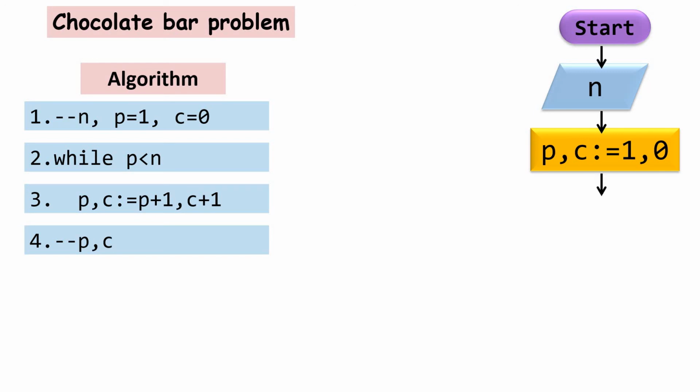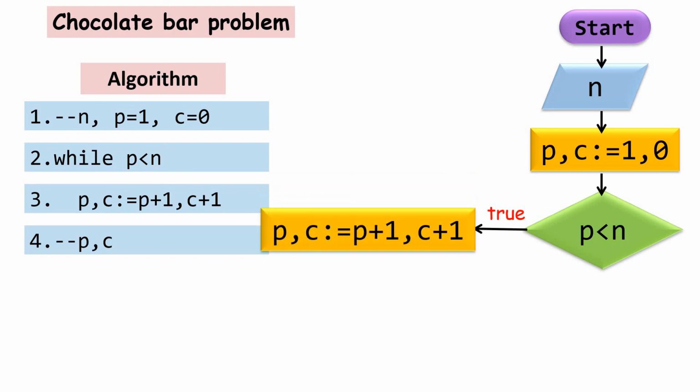And then a diamond shaped box which contains the condition P < N. And if this condition is true, the assignment statement P, C := P + 1, C + 1 is executed, and the control goes back to check the condition once again. Checking the condition and executing this statement will go on repeatedly until the condition is false. And when the value of P becomes equal to N, the condition will become false and the control comes out.